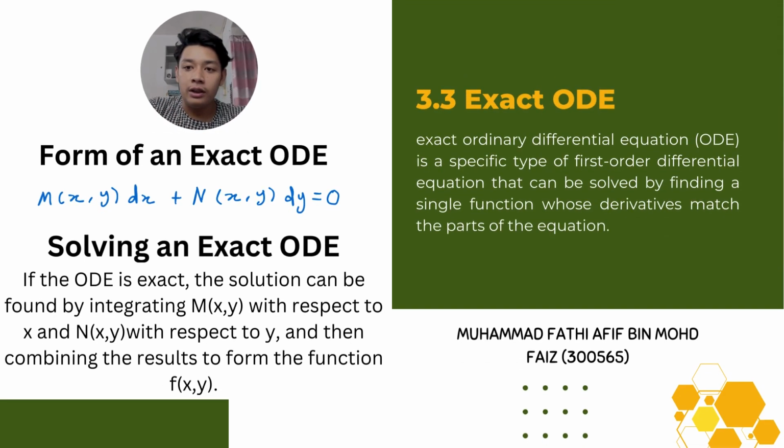An exact ordinary differential equation (ODE) is a type of first order differential equation that can be expressed in a specific form, where the solution can be found directly by integrating. The key characteristic of an exact ODE is that it can be written in the form of a total differential, which means that there exists a function of x and y such that its partial derivatives match the terms of the differential equation. Now look at the example in the slide.